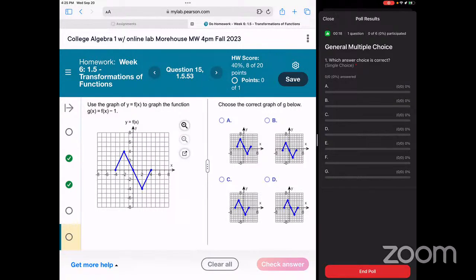If we say -1 on the outside, it should move the whole graph down by 1. A looks like it went up by 1, B looks like it went down by 1, C went to the left by 1, and D went to the right. So we said down by 1. So I think it's B. Let's go with B.